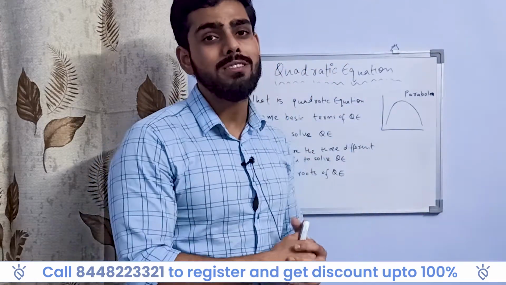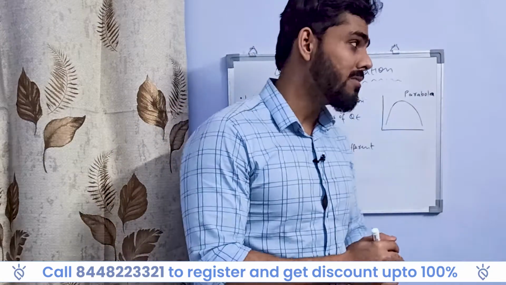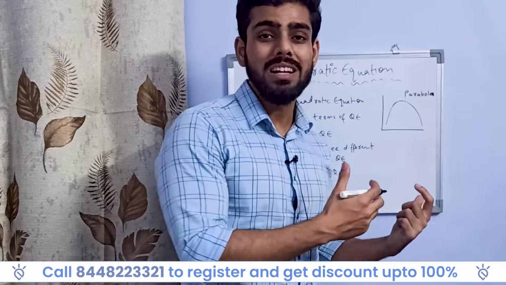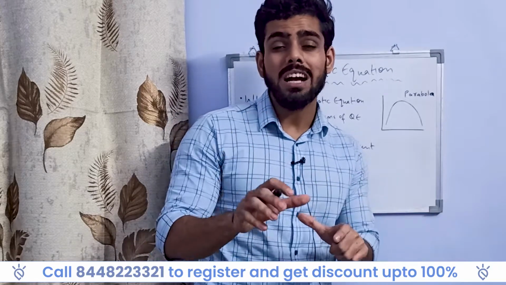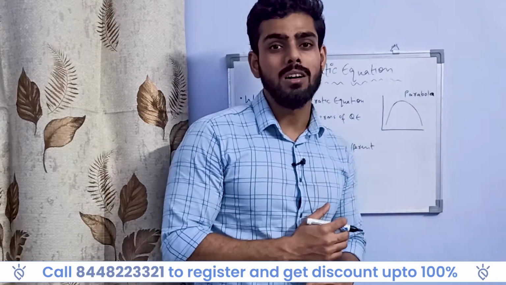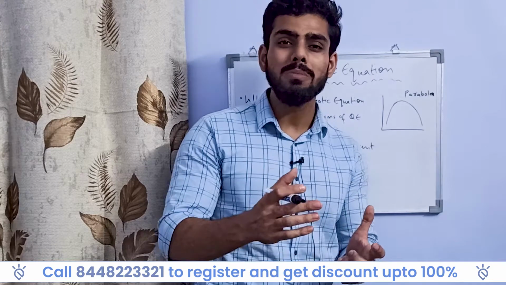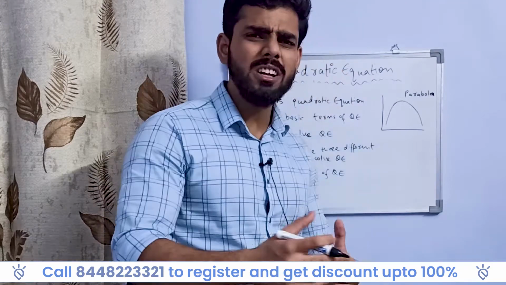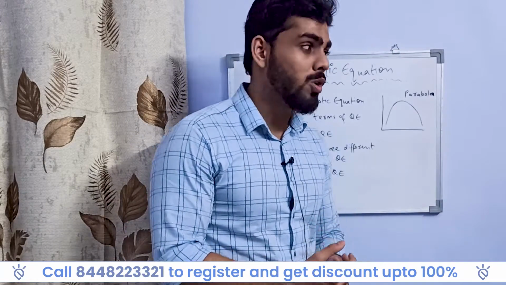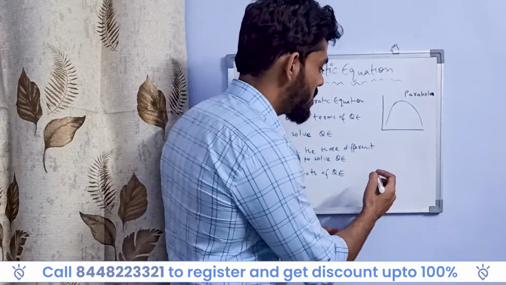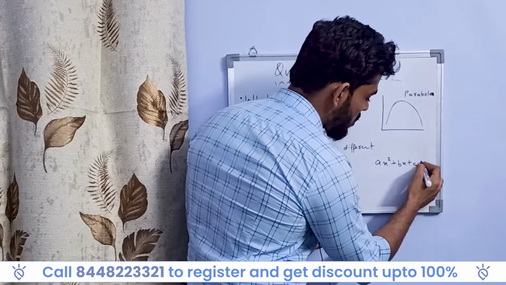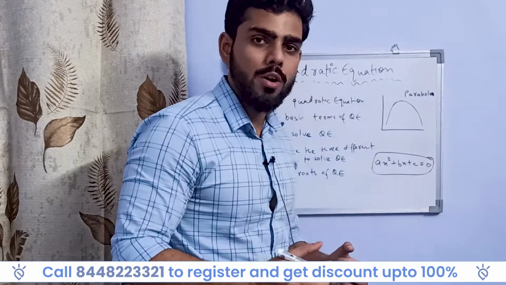Let me just tell you what a quadratic equation is now. You have studied polynomials, that is chapter 2 of your book. If not, it's totally fine. In that you studied about quadratic polynomials. Polynomial means many terms, and quadratic polynomial means two terms. Linear polynomial means one term. So we are studying quadratic equations here. The equation is of the form ax square plus bx plus c is equal to 0. This is basically a quadratic equation.